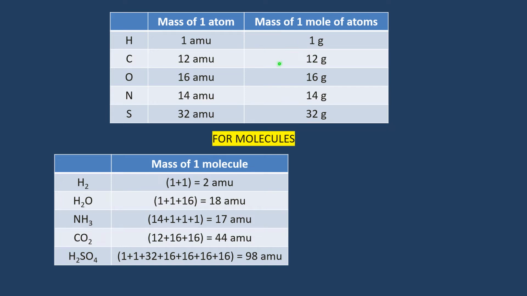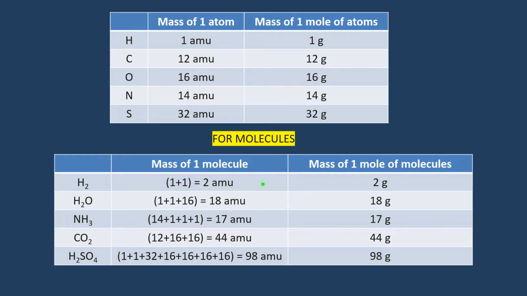In the same manner, the mass of 1 mole of carbon is 12 gram, 1 mole of oxygen is 16 gram, 1 mole of nitrogen atoms is 14 gram, 1 mole of sulfur atoms is 32 gram. Same here, the mass of 1 mole of hydrogen molecules is 2 gram, 1 mole of water molecules is 18 gram, 1 mole of ammonia molecules is 17 gram, 1 mole of carbon dioxide molecules is 44 gram, 1 mole of sulfuric acid molecules is 98 gram.